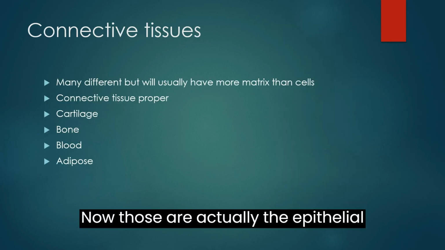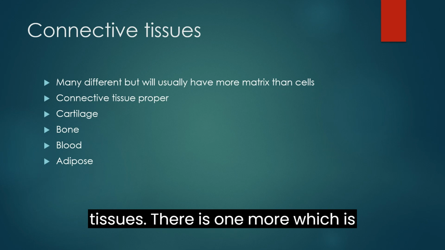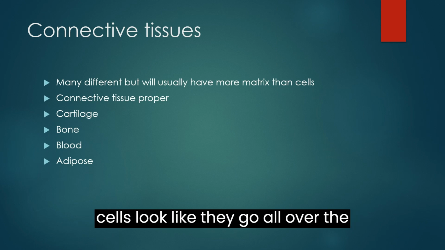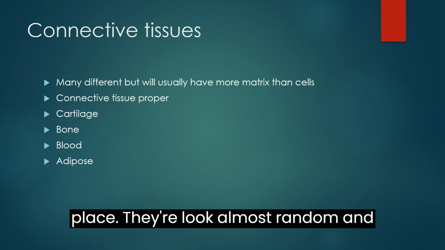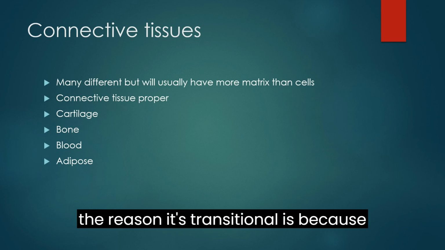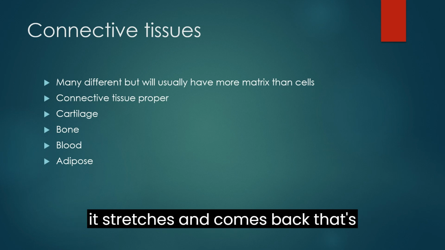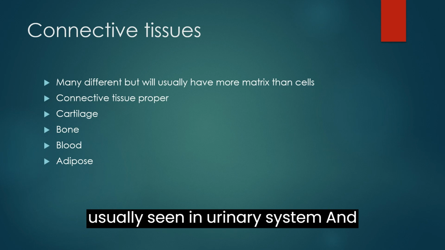Now, those are actually the epithelial tissues. There is one more, which is called transitional epithelium, which cells look like they go all over the place. They look almost random, and the reason it's transitional is because it stretches and comes back. That's usually seen in the urinary system.